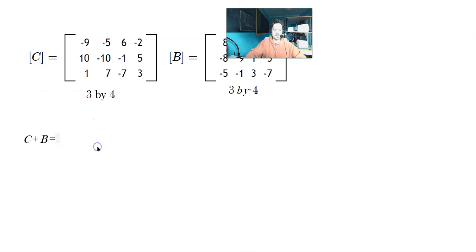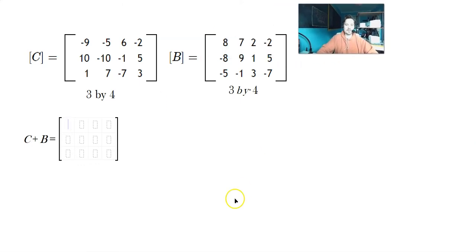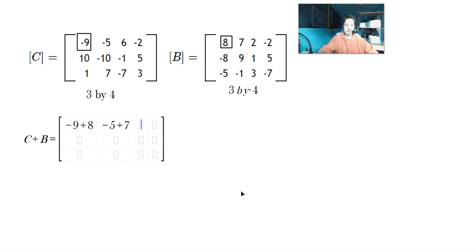It's going to work. When you produce the sum, it's going to be the same size, another 3 by 4. You're going to add the corresponding entries. So specifically, you're going to have negative 9 plus 8. I'm just adding these entries together because they're in the same positions in each matrix. Then negative 5 plus 7. The next one is 6 plus 2, and the last one is negative 2 minus 2. The next one is 10 minus 8.